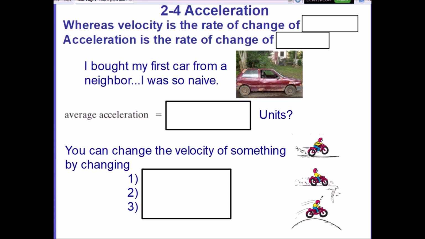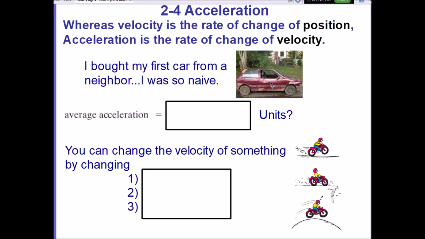So students will often confuse them. Let's see if we can make sense of how they're different. Whereas velocity is the rate of change of position, acceleration is the rate of change of velocity. Now, to illustrate what it means to be a rate of change of velocity, let's take a look at this example.